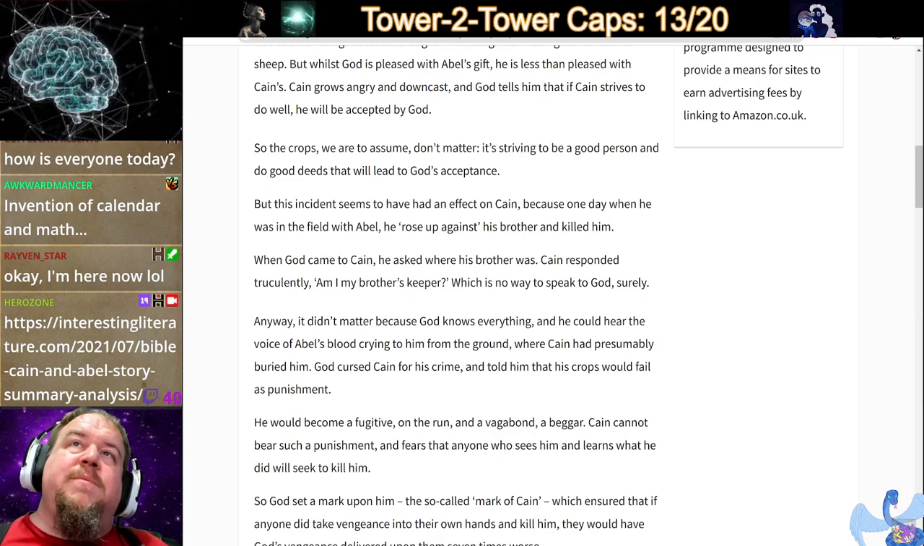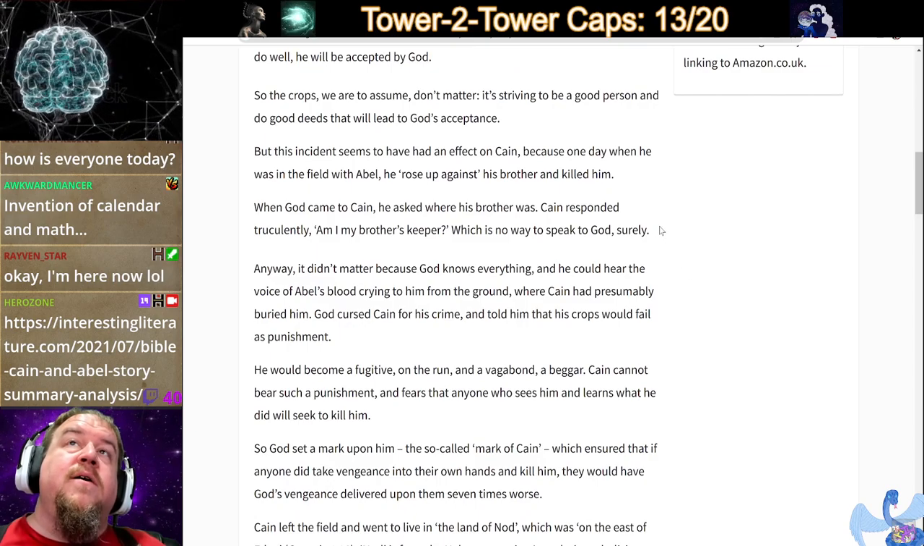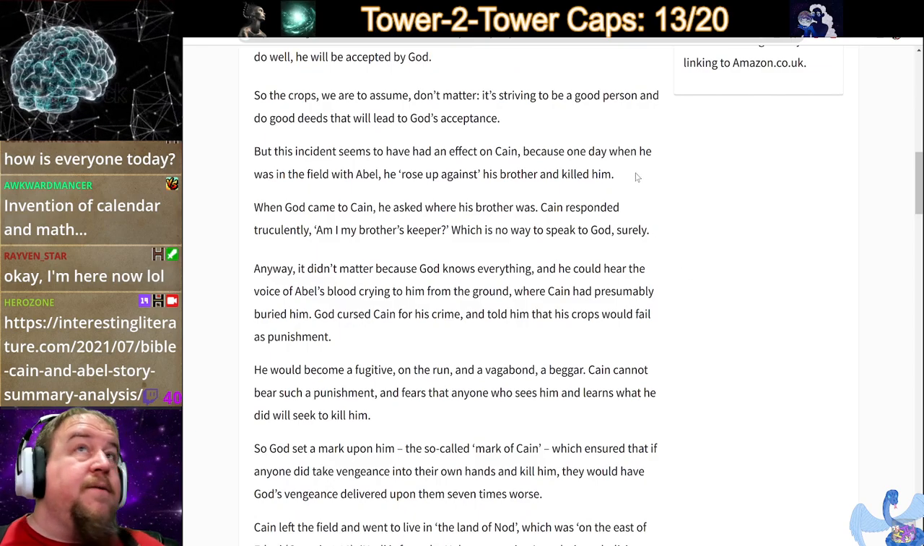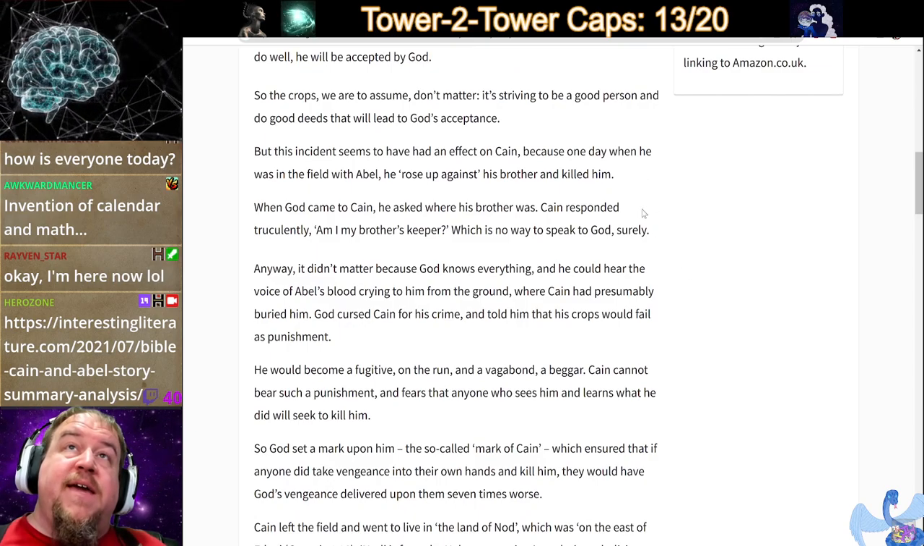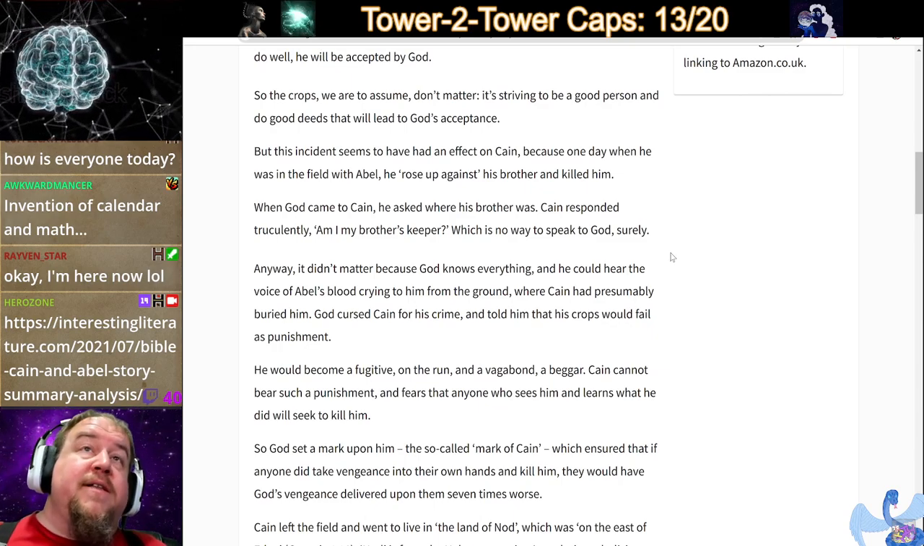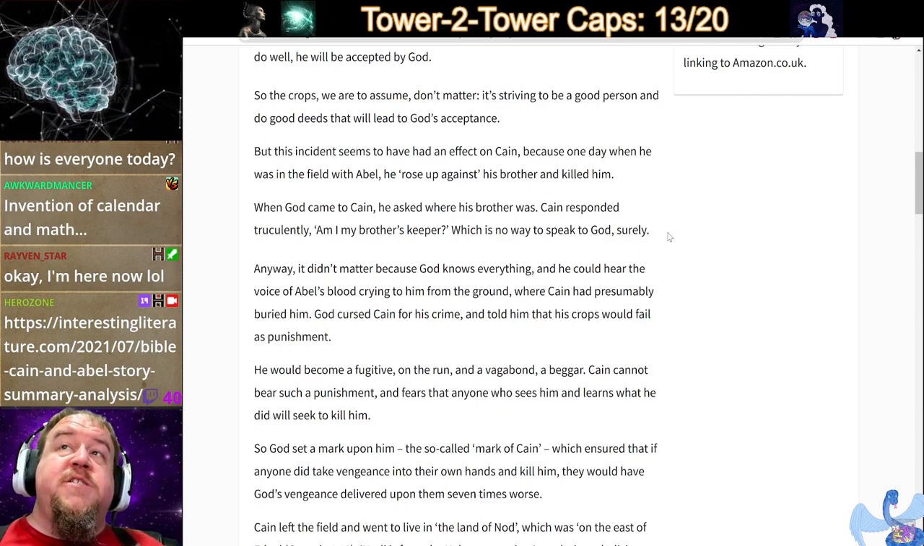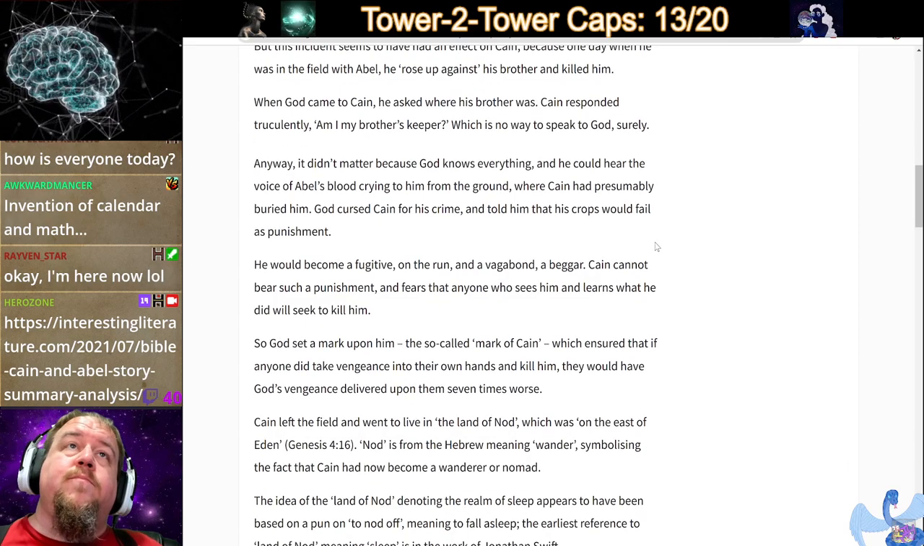But this incident seems to have had an effect on Cain, because one day when he was in the field with Abel, he rose up against his brother and killed him. When God came to Cain, he asked where his brother was, and Cain responded truculently, "Am I my brother's keeper?" Which is no way to speak to God, surely.